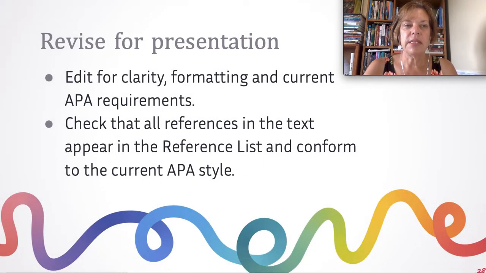So that's what I'm saying about editing for clarity, formatting, and then whatever your citation formatting requirements are. In education, we tend to use APA. So in this stage, that's what you do. Obviously, you can fix those up as you're going on, but this is where you really want to check. You want to check that they're all in alphabetical order and that everything in the text appears in the reference list at the end.